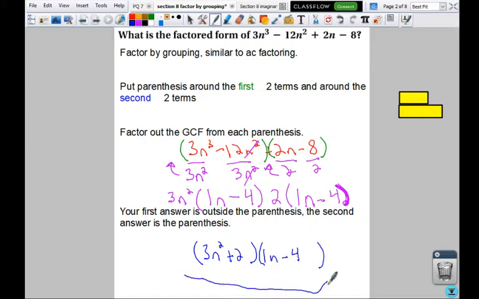So it's actually kind of easier than AC factoring in a lot of ways, because we don't have as many steps. Yeah, it's only 2 steps. I mean, it's got the hardest step in there, but it's not super tough.